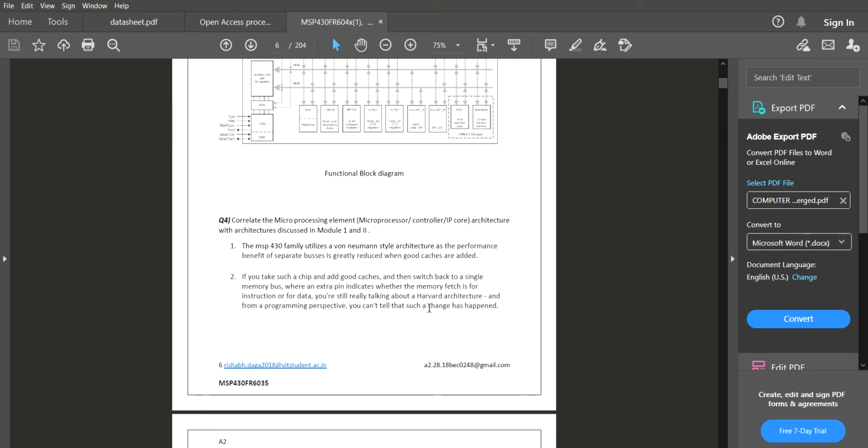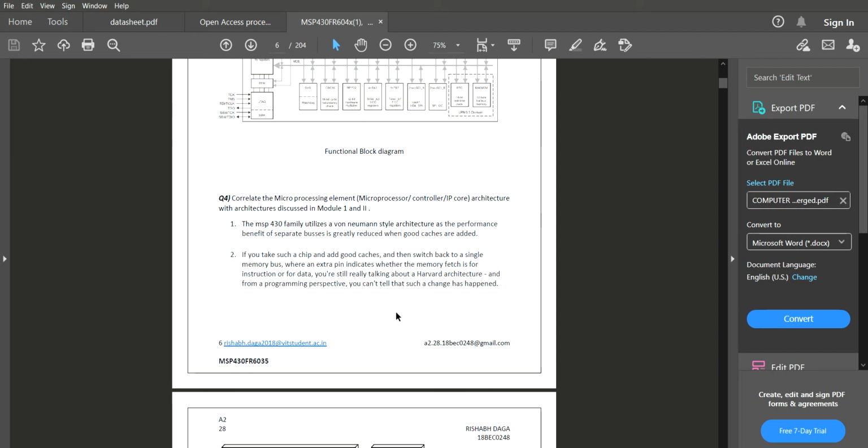The next question is: correlate the microprocessing element architecture with the architecture discussed in module 1 and 2. Now, in module 1 and 2, we learned about the von Neumann style and the Harvard style of architecture, and this is the 16-bit RISC architecture. Now, the MSP 430 family utilizes a von Neumann style architecture, as the performance benefit of separate processes is greatly reduced when good caches are added.